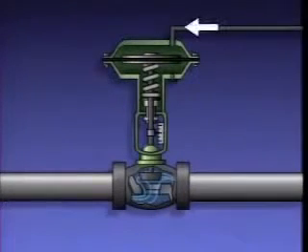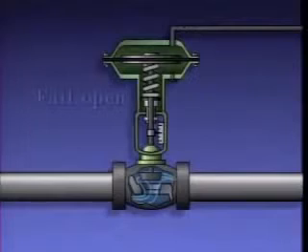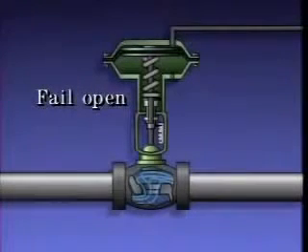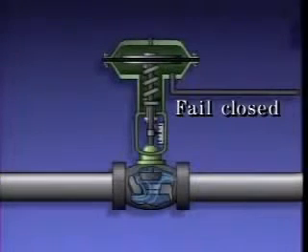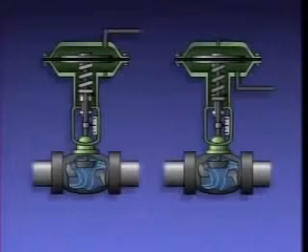This means that if air pressure to the actuator is lost, the control valve connected to the actuator will fail open, since spring pressure would raise the stem and open the valve. A single-acting diaphragm actuator that's designed to close a valve or fail closed when air pressure is lost looks like this. As you can see, it's very similar to the actuator we just looked at.